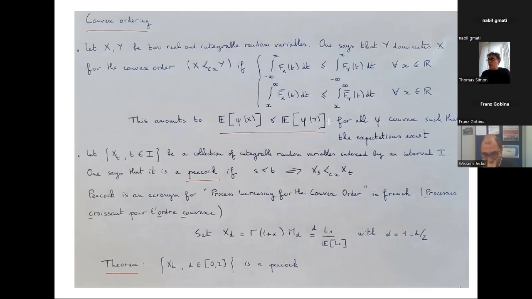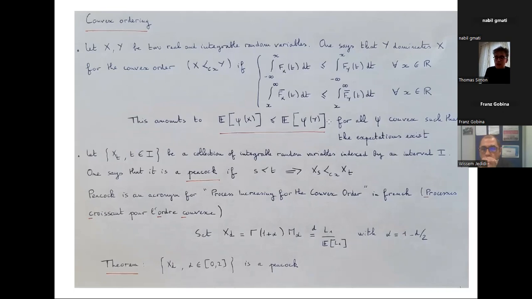So given this notion, you can consider a collection of integrable random variables indexed by an interval I. Colleagues of mine wrote a book about a notion which they called PCOC. PCOC means processus croissant pour l'ordre convexe. And it simply says that the collection is increasing for the convex order. In other words, if S is smaller than T, then XS is smaller than XT for the convex ordering.